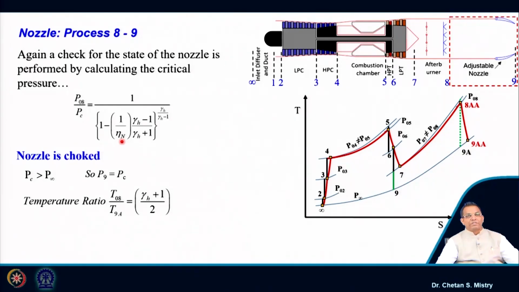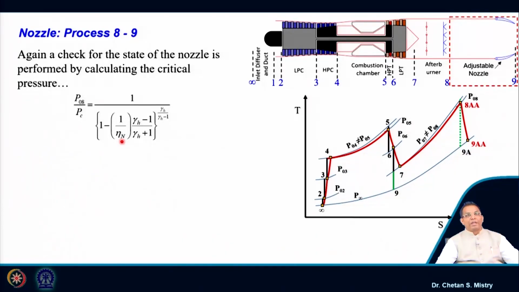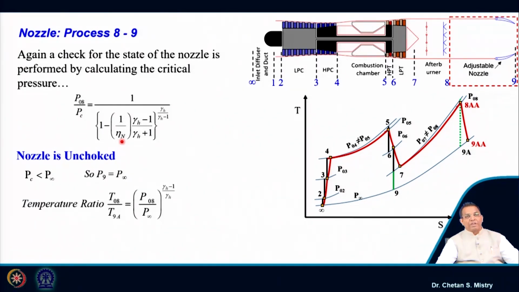Now, in this case we can calculate the temperature, and based on that temperature we are able to calculate our exhaust velocity. Similarly, if the nozzle is under an unchoked condition, where my critical pressure is lower than my atmospheric pressure, under that condition we consider our exit pressure as atmospheric pressure, and for that we can calculate our exit temperature, and the equation for the exhaust velocity is given in this formula.